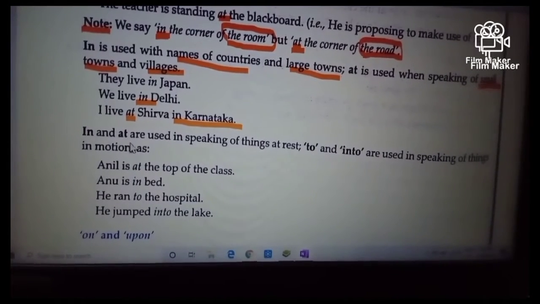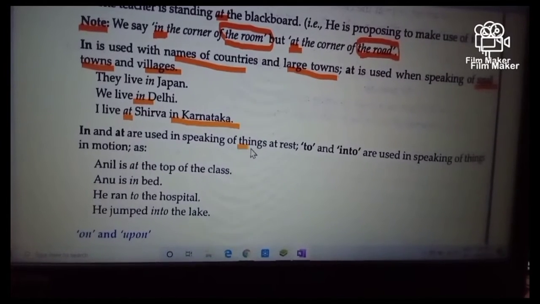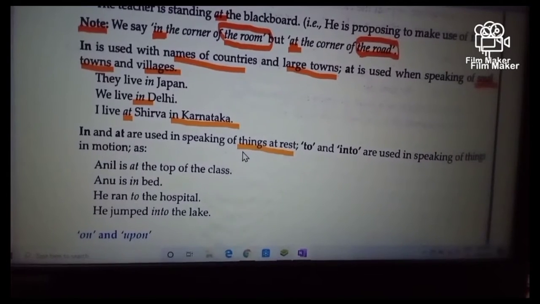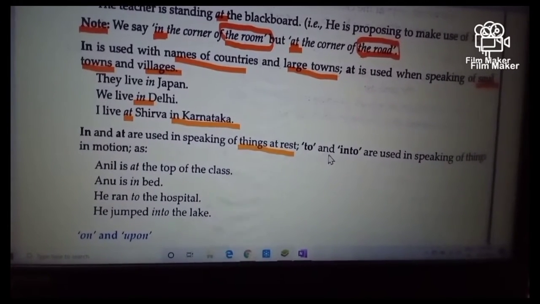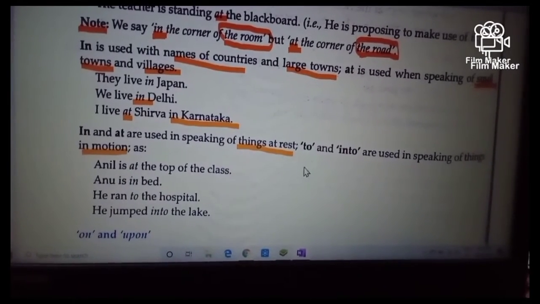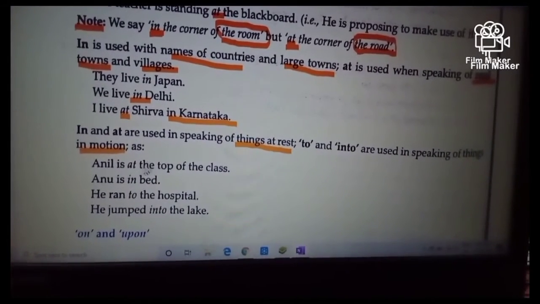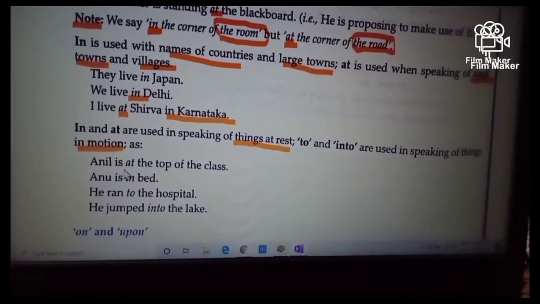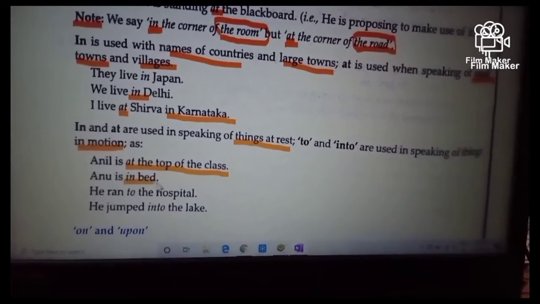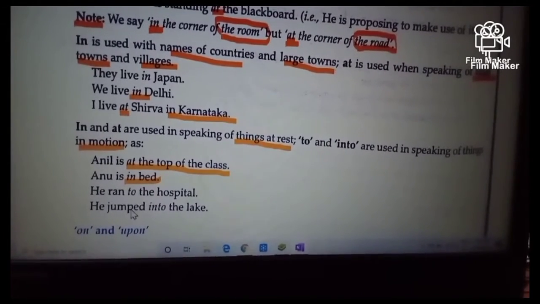Some more differences between in and at. In and at are used in speaking of things at rest. This means the things which are not in motion, which are at the same place. And to and into are used in speaking of things in motion. So to and into are used to show that things are in motion. Look at the differences. Anil is at the top of the class. Anu is in bed. So they tell you that they are resting in these particular places.